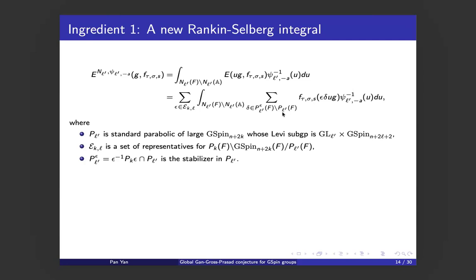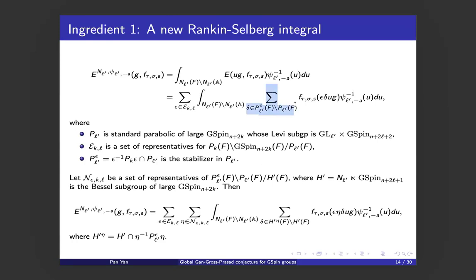Then the next step is to look at the inner summation, and we use H prime to act on this quotient space. Recall that H prime is the Bessel subgroup of the large GSpin n plus 2k. So we can further rewrite the Bessel-Fourier coefficient of the Eisenstein series into a sum over epsilon in this double coset space, and then a sum over eta, which is a representative of the second double coset, and then an integral and summation of H prime, f, quotient by the stabilizer of eta, and then we have this term over here.